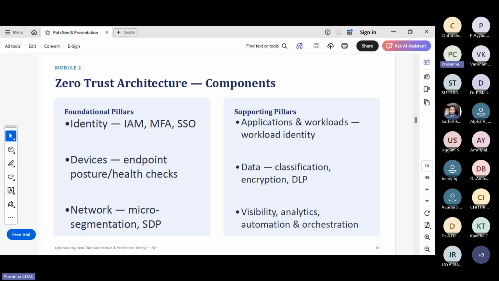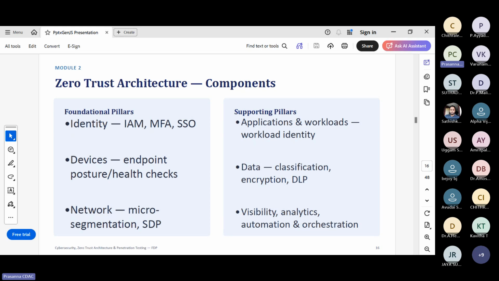The other things are applications and workload identity. Here I wanted to ask, how many of you know? For each application also, we have a name. Not an application name, but an identity. Just like a user gets a user ID, an application will also have an application ID.